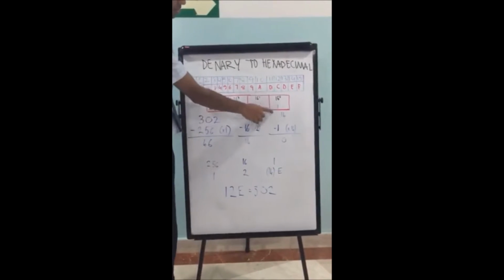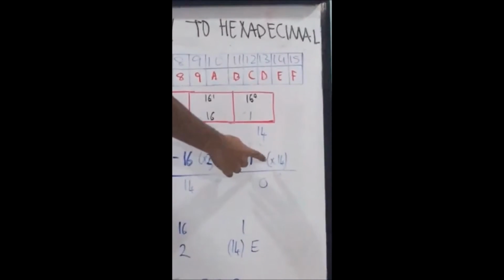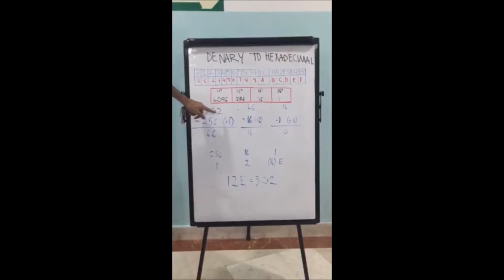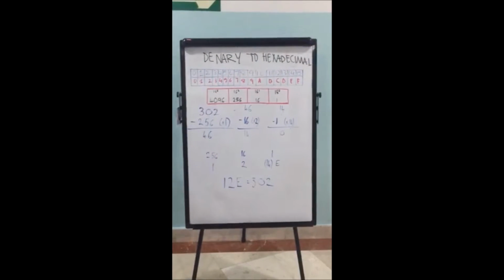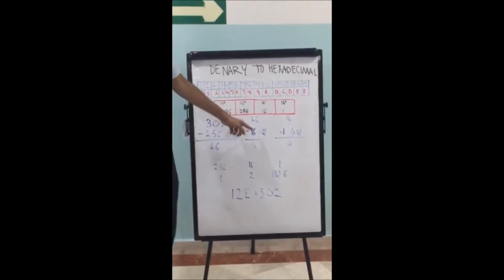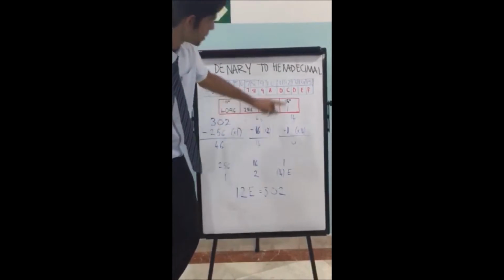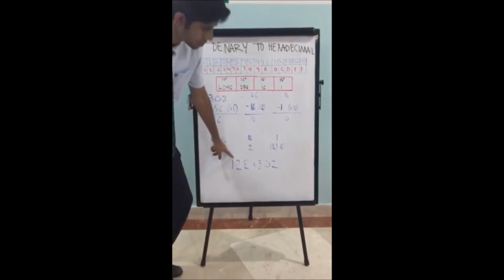And then we take 14 to the units column of hex, and then we just have 14. And then that's our number. So we have 1 of 256, so in the third column, we have a 1. We have 2 of 16, in the second column, we have 2. And then finally, in the units column, we have 14, which is an E in hex. So 302 in hex is 12E.